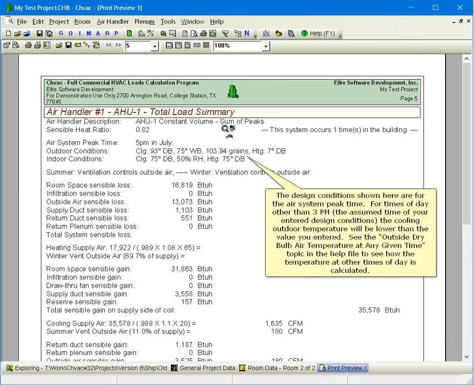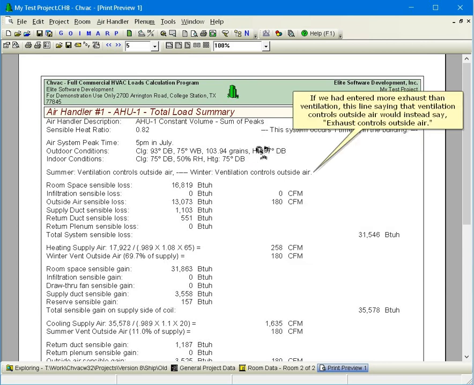The design conditions shown here are for the air system peak time. For times of day other than 3 p.m., the assumed time of your entered design conditions, the cooling outdoor temperature will be lower than the value you entered. See the outside dry bulb air temperature at any given time topic in the help file to see how the temperature at other times of day is calculated.